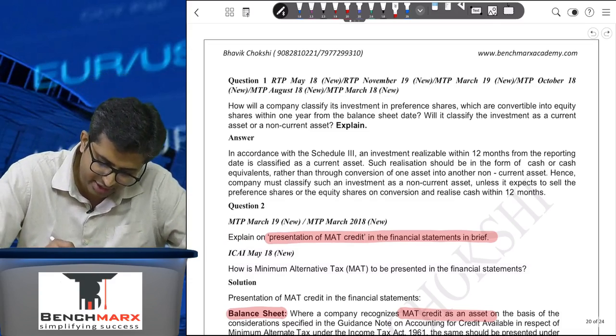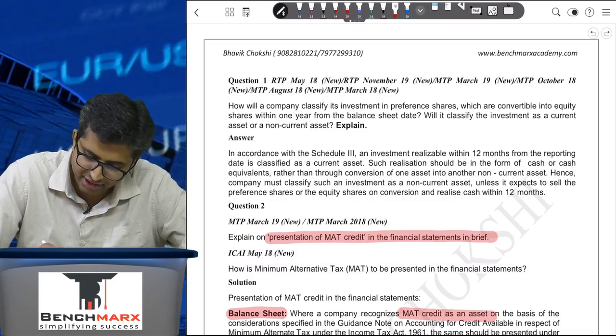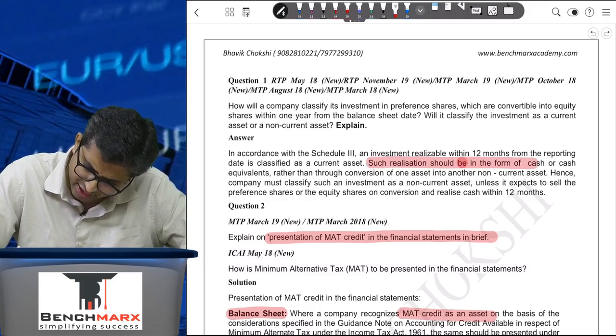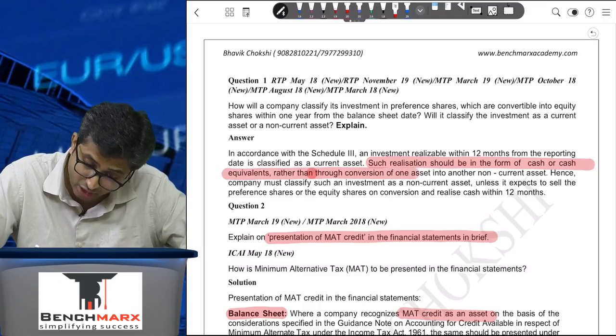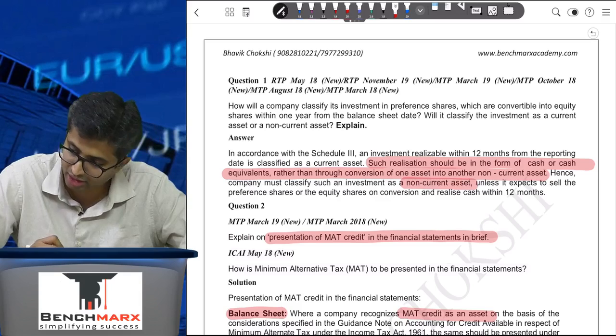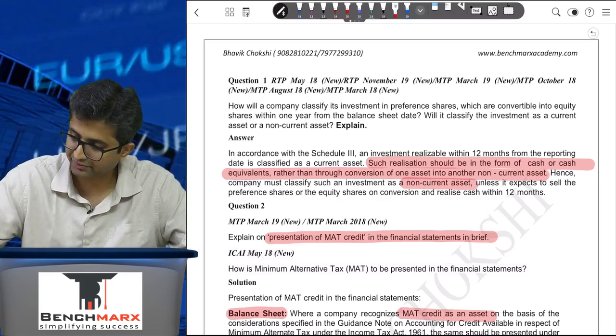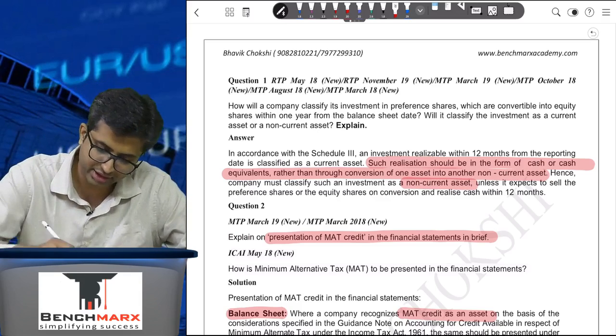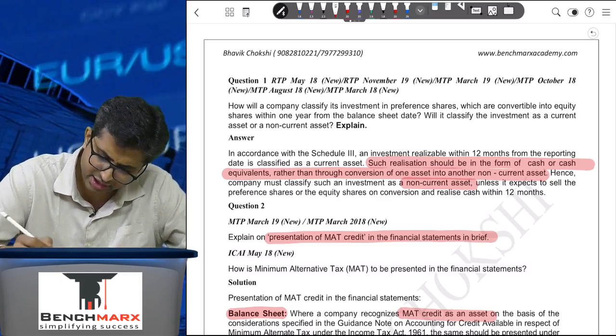So let's read this question. How will the company classify its investments in preference shares which are convertible into equity shares within 1 year from the balance sheet date? Will it classify the investments as current asset or non-current? The answer is non-current. So such realization should be in the form of cash or equivalents rather than through conversion of one asset to another. Hence, the company should classify this as a non-current asset. So this should be classified as a non-current asset. Are we clear with this? Okay, so this is a non-current asset.